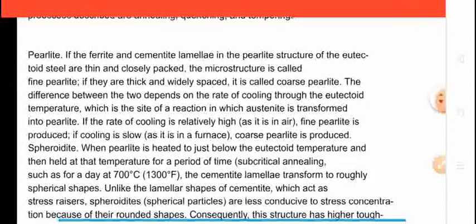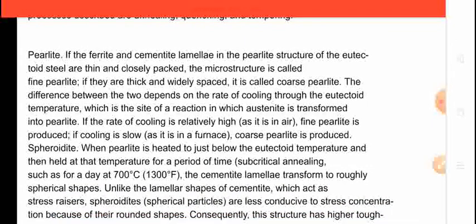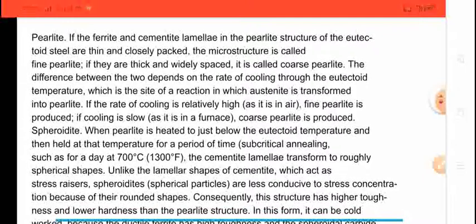So what is pearlite? Here in this part we will see. Pearlite is a structure which is obtained in the metal by performing a heat treatment process. If the ferrite and cementite laminae in the pearlite structure of the eutectoid steel are thin and closely packed, the microstructure is called fine pearlite. If they are thick and widely spaced, it is called coarse pearlite. The difference between the two depends on the rate of cooling through the eutectoid temperature.